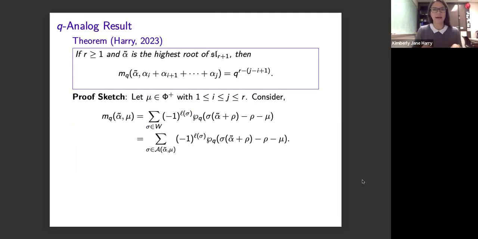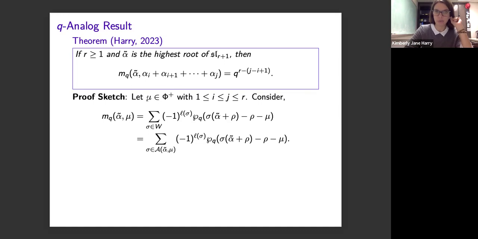So the Q analog, I say, reduces down to just q to the r minus, and I like to think of j minus i plus 1 as the height of my positive root. Because I'm just saying, how many alpha terms do I have in my positive root? That's really what this part is saying. So let's look at how we can prove this.